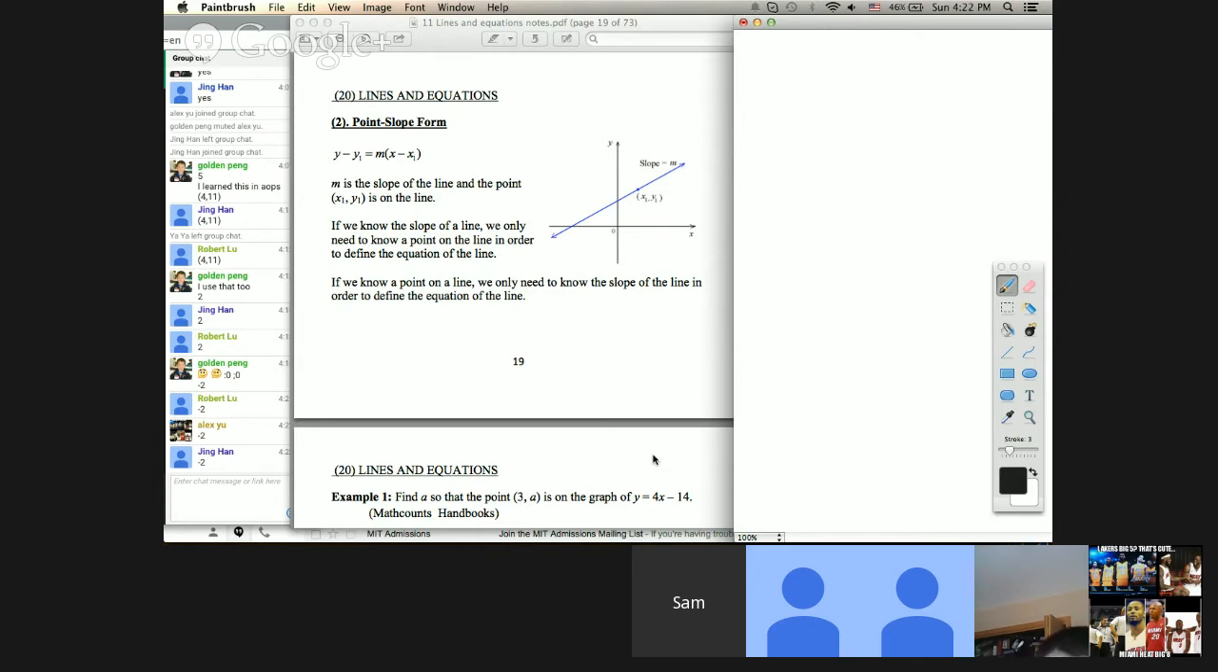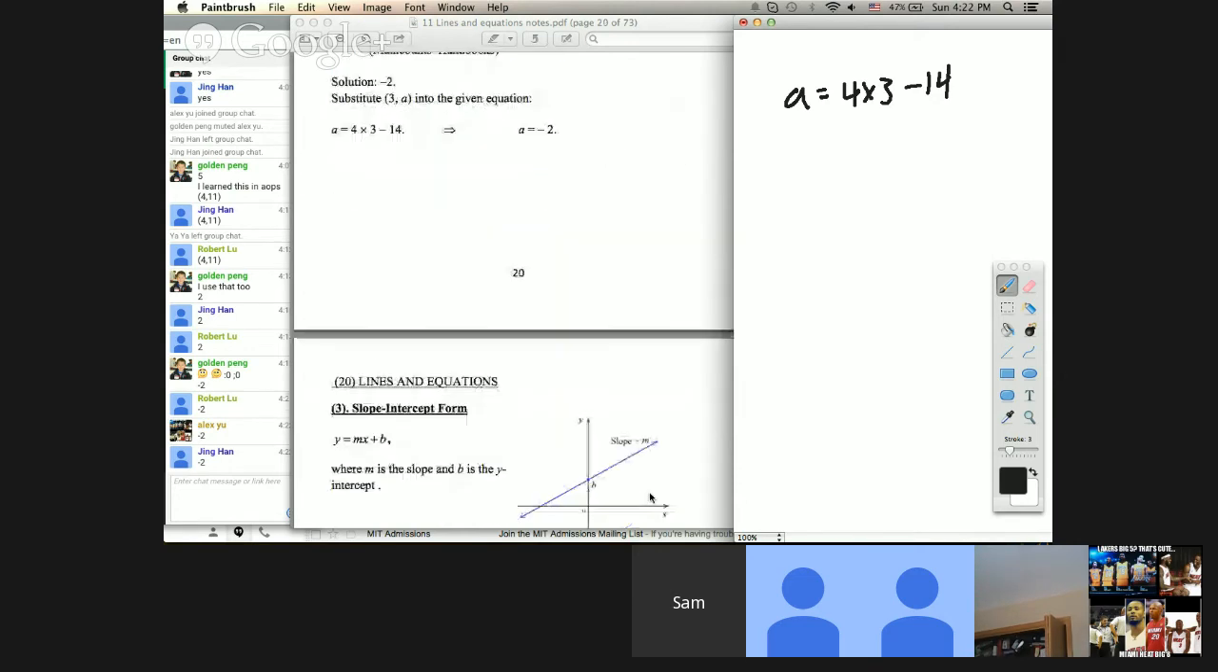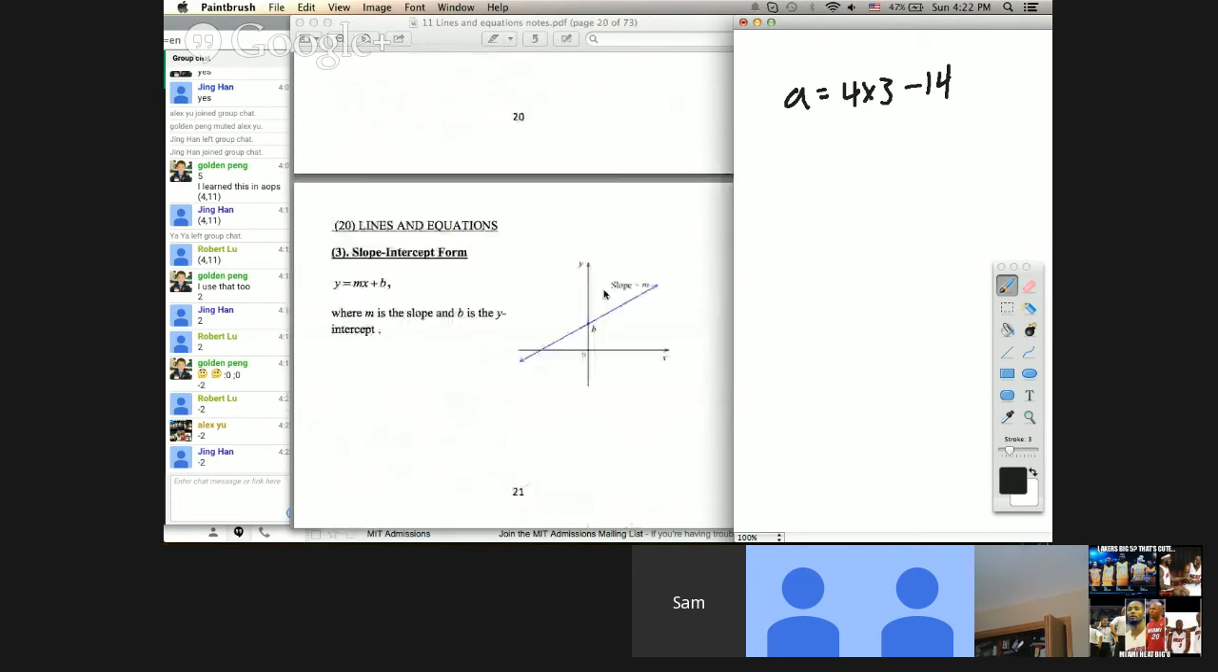Right, so the answer is -2. You can either use point-slope, but I don't think it's too applicable, because you can just plug in. It's just a equals 4 times 3 minus 14, which is -2, because basically we just plugged in 3 for x.